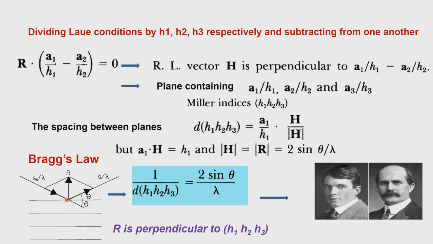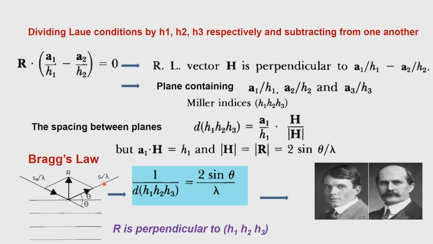S naught by lambda comes here, and then it is scattered. You remember we wrote the angle 2 theta between the S naught by lambda and S by lambda directions. This angle is 2 theta, but since this plane is perpendicular to the vector R, this 2 theta is divided into theta and theta. And therefore, vector R is perpendicular to the plane containing A1 by H1, A2 by H2, A3 by H3, and that is this particular plane.